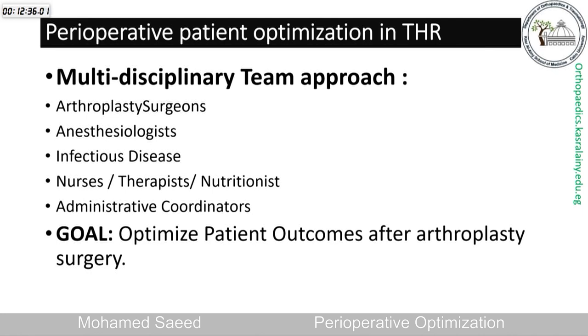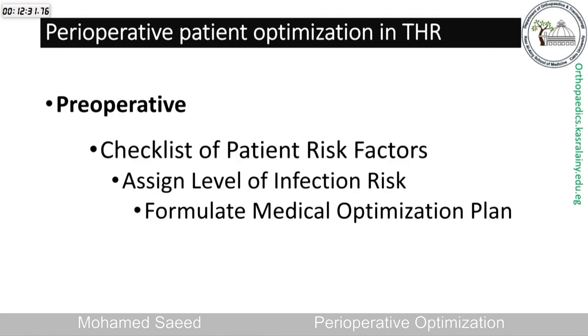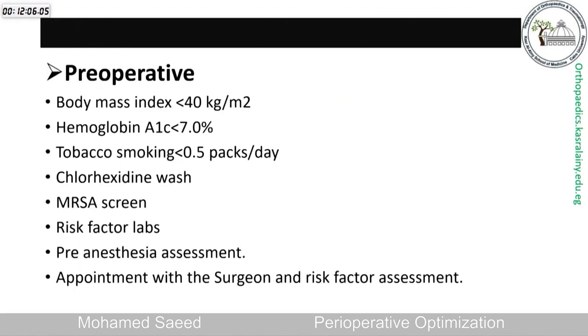Our goal, optimize patient outcome after arthroplasty surgery. Pre-operative, we will make a checklist of the patient risk factors. We will assign the level of infection risk and formulate medical optimization plan. One from our bundles for preoperative optimization is workforce bundle. هو اتكلم على ال preoperative period. انا همانج ايه intraoperative and postoperative. هنتكلم عنها بالتفصيل later on.